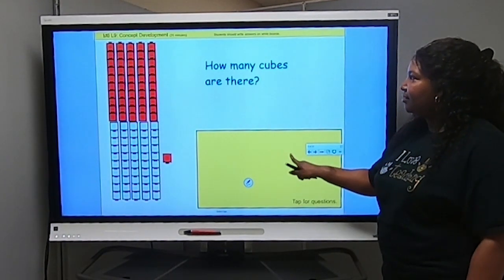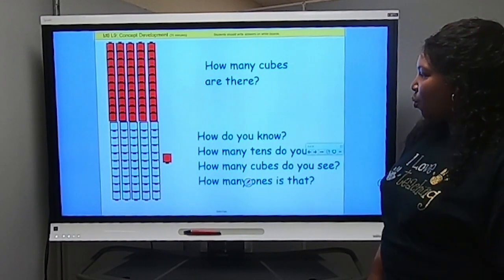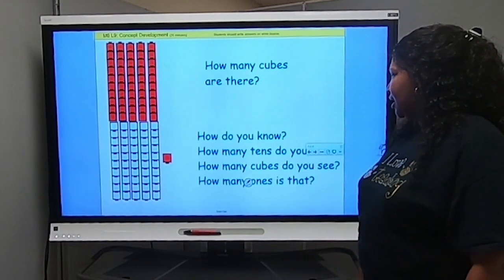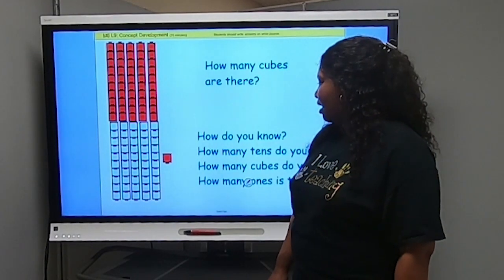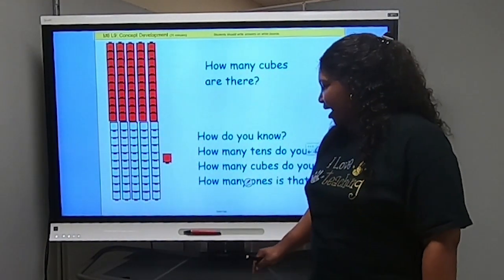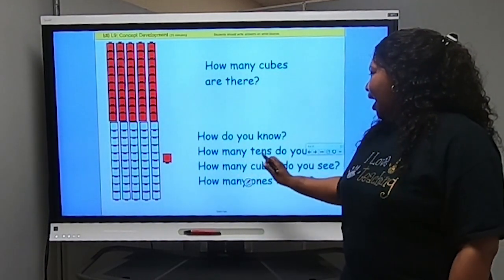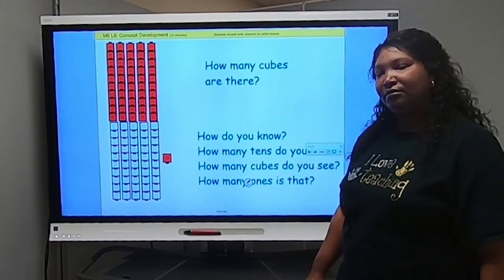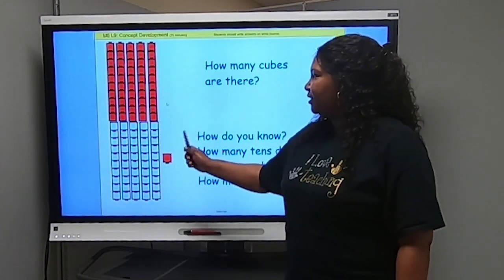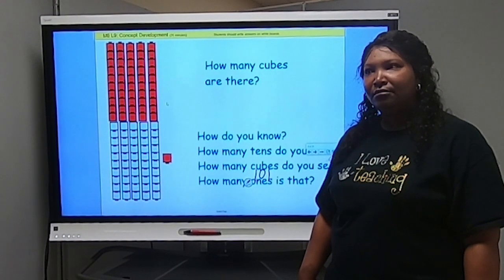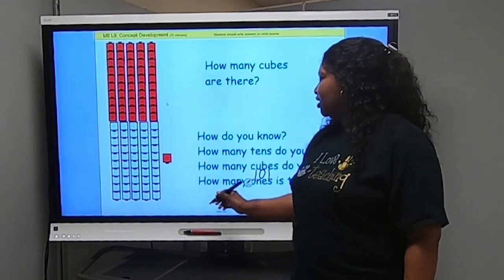Whoa. Okay. How many cubes are there? 101? Wow. How many 10s do you see? 10. Good job. Because there's 5 at the top and 5 at the bottom, and 5 and 5 make what? 10. Good job. Okay, so how many cubes are there in all? 101. Okay, you said 101. Why is it not 110? Yes, that's a 1, not a 10. So you're correct. That's 101.